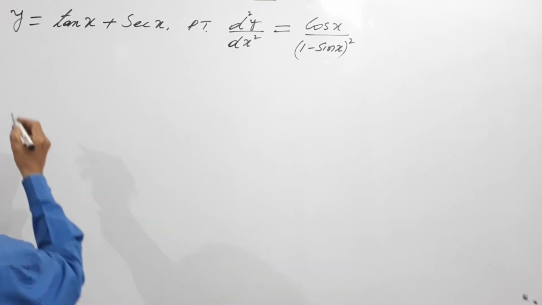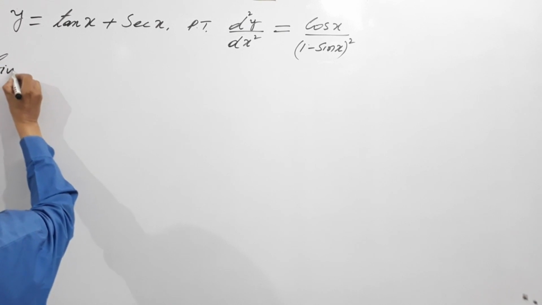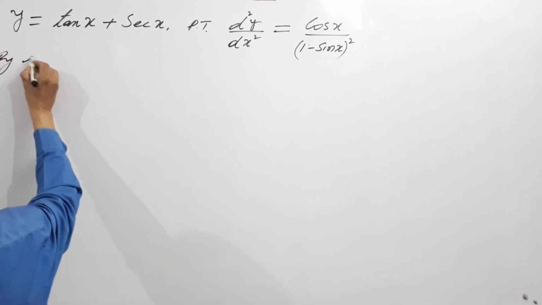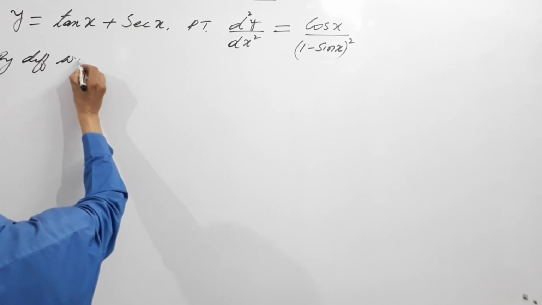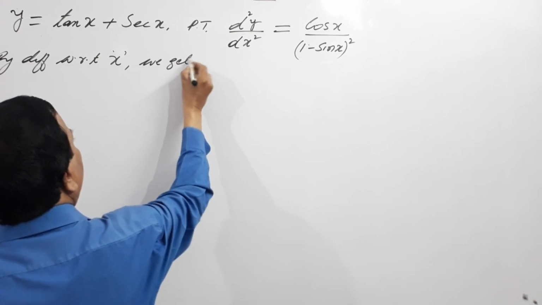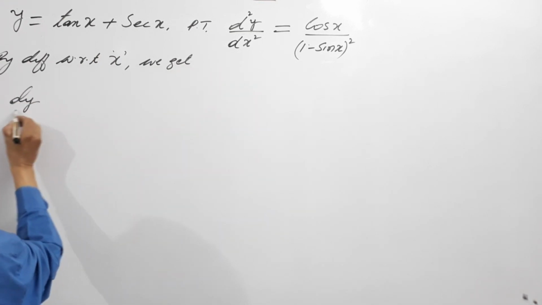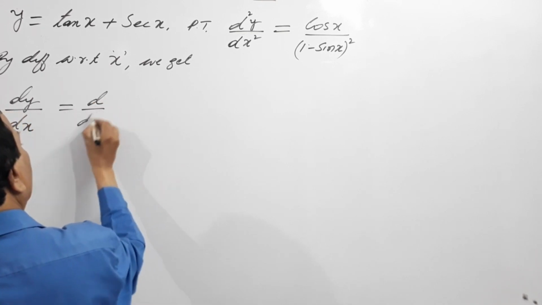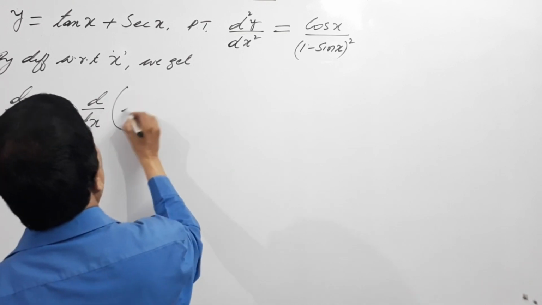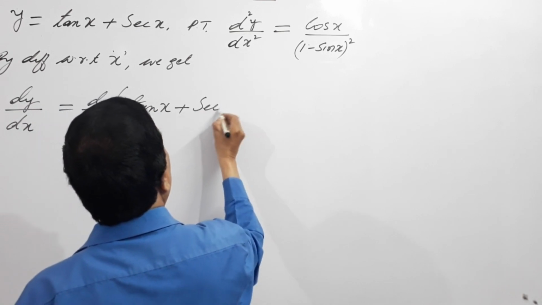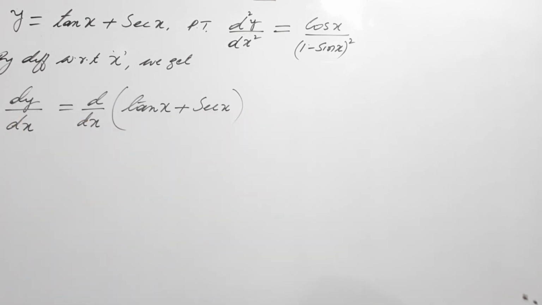What we'll do, we'll differentiate this. Given, so straight away we'll differentiate this. By differentiating with respect to x, we get dy by dx equals d by dx of tan x plus secant x. So what happens here?